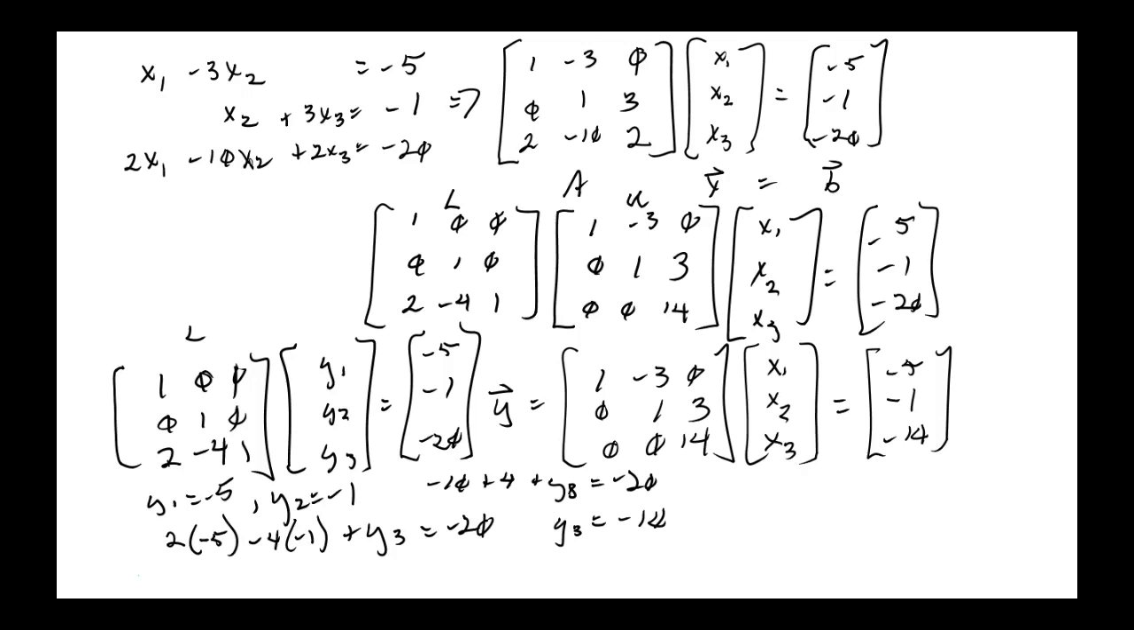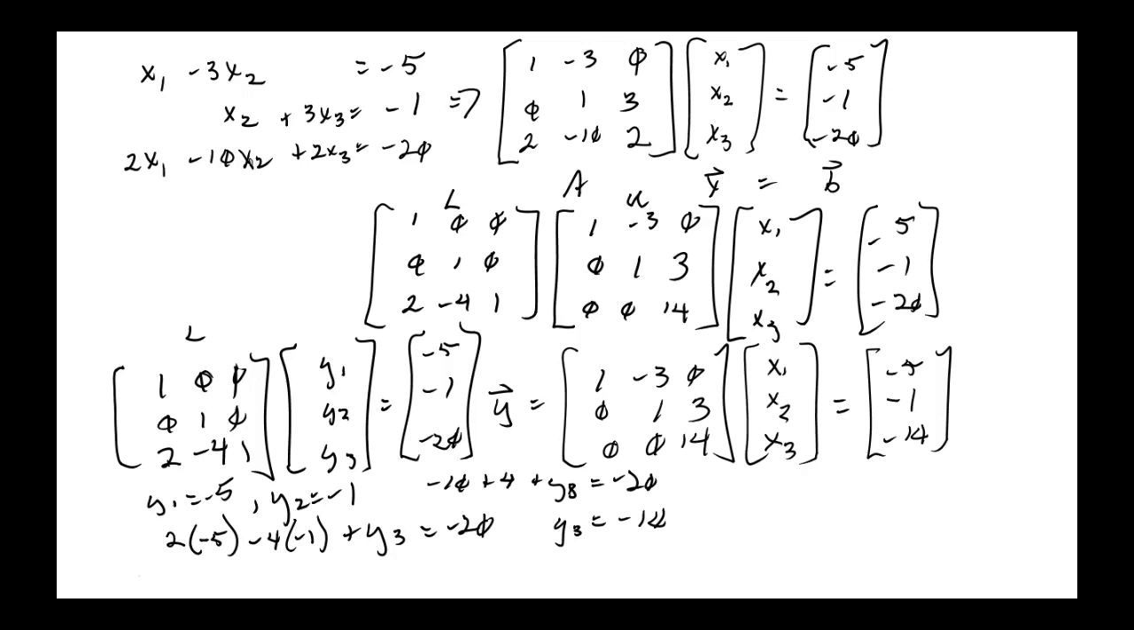Okay, but wait. The third element here, you're doing your matrix multiplication. 2 times y1 minus 4 times y2 plus y3 is equal to minus 20. So you did this one, that was minus 10, plus this one, which is plus 4, I'm sorry. Plus y3 is equal to minus 20. You see that these combine to be that. Row 3 times the column is equal to the third entry here, minus 20.